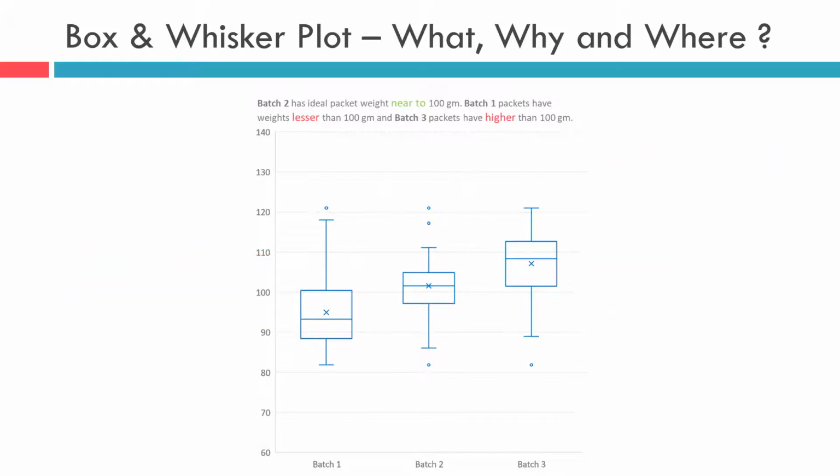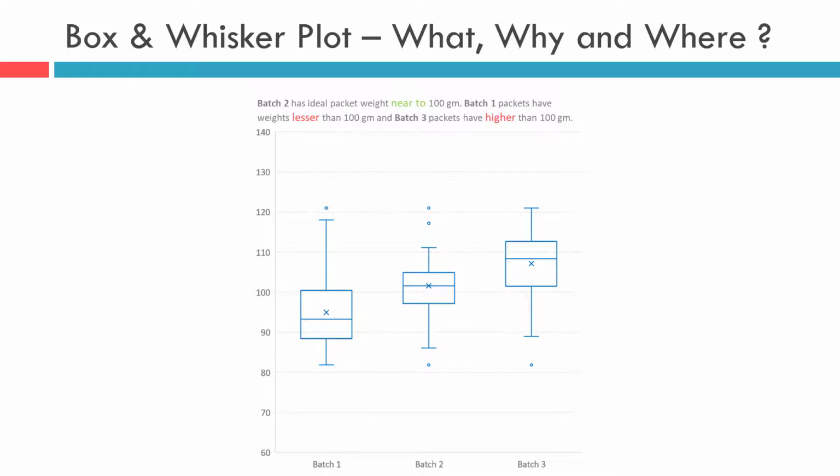Now with this information, looking at this box and whisker plot, we can clearly understand that for batch 2, most of the sample packets have weight near the average or median, with a few outliers at the lower end and the higher end as well. Further, looking at batch 1, it is evident that most of the packets have weight below 100 grams and the average weight of the packets for this batch is also around 95 grams. So this might be a concern for Lay's. Also, there is one outlier packet having weight more than 120 grams.